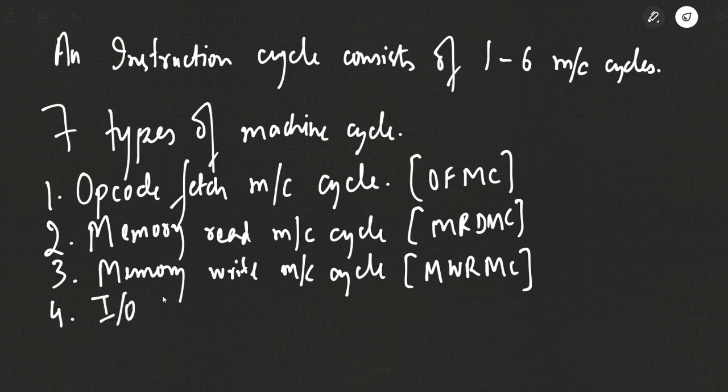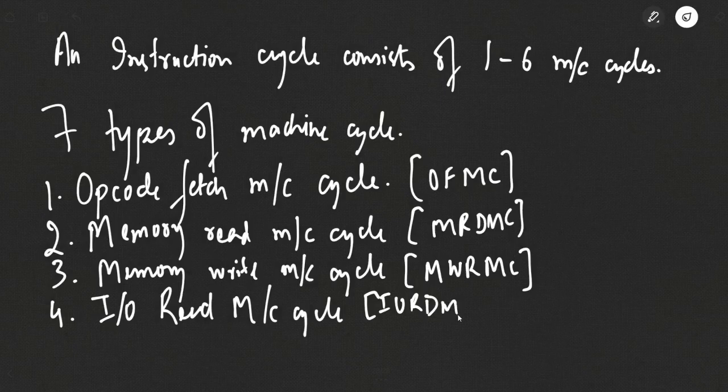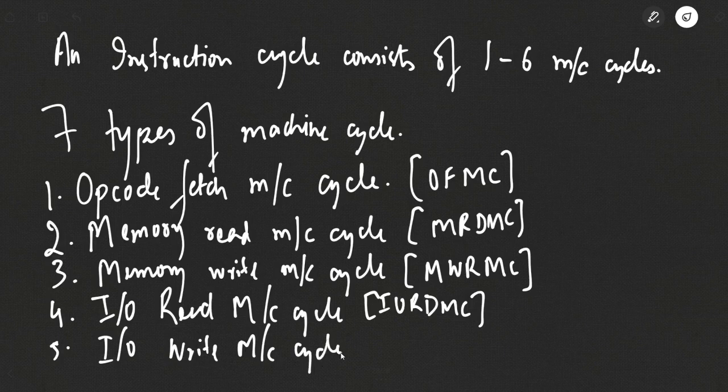Similarly, you have the IO read machine cycle, IORMC. Fifth, you have the IO write machine cycle. IO read is the time taken for the microprocessor to read from the input device, and the IO write machine cycle is the time taken for the microprocessor to write onto the output device. As far as the opcode fetch machine cycle is concerned, this is completed in 4 or 6 T-states rather.